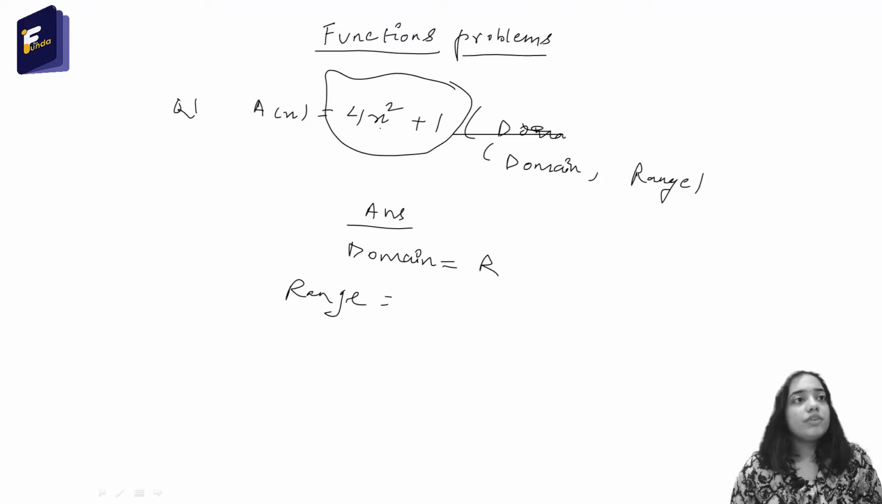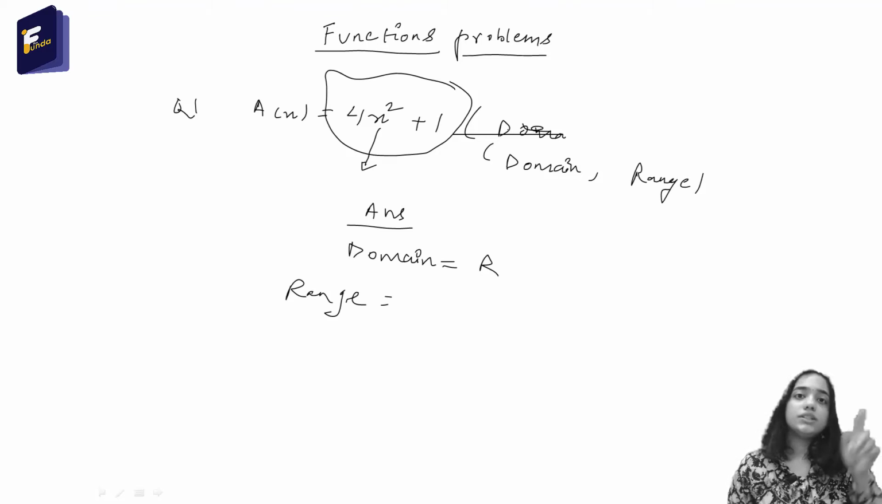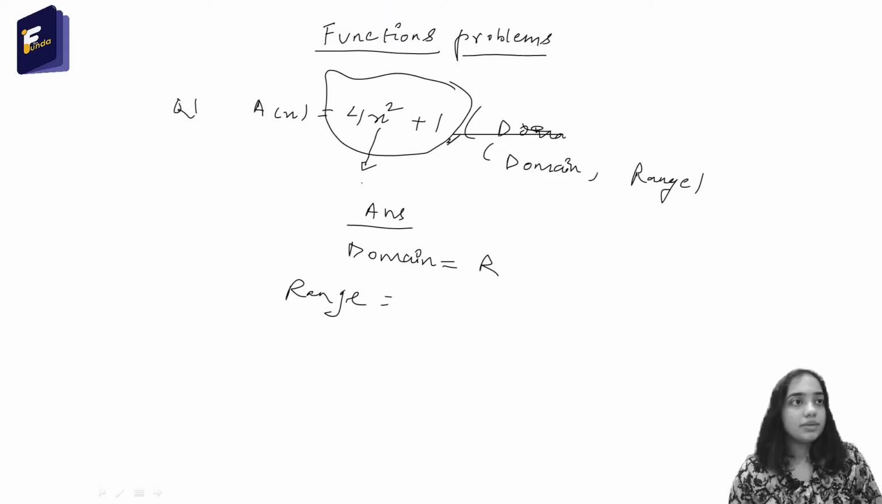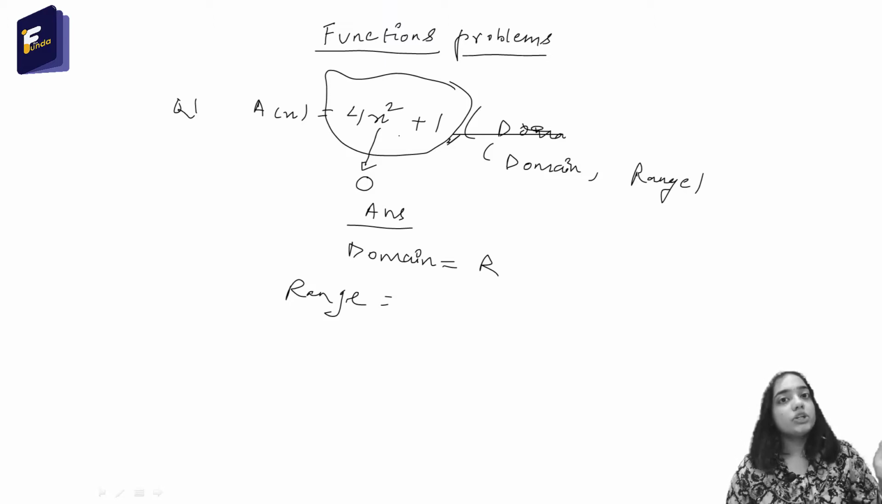What is the minimum value of x square? For finding the minimum value of 4x square plus 1, first we have to find the minimum value of x square. You can easily find out that the minimum value of x square is 0, because x square cannot be negative. You cannot say x square equals -1 or -2. So if x square has the minimum value of 0, then 4x square also has the minimum value of 0, and 4x square plus 1 has the minimum value 1. So this whole function cannot be less than 1.